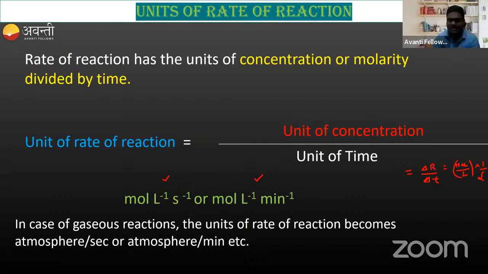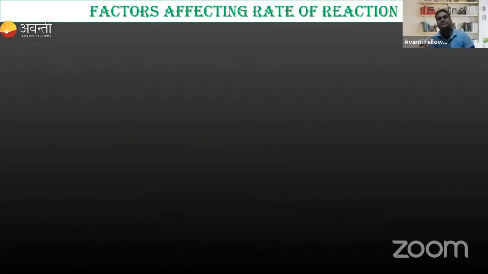Similarly, in the case of a gaseous reaction, the unit of rate of reaction becomes atmosphere per second or atmosphere per minute. In place of concentration, if you have a gaseous reactant, then we use atm, so atm per second or atm per minute, and so on.